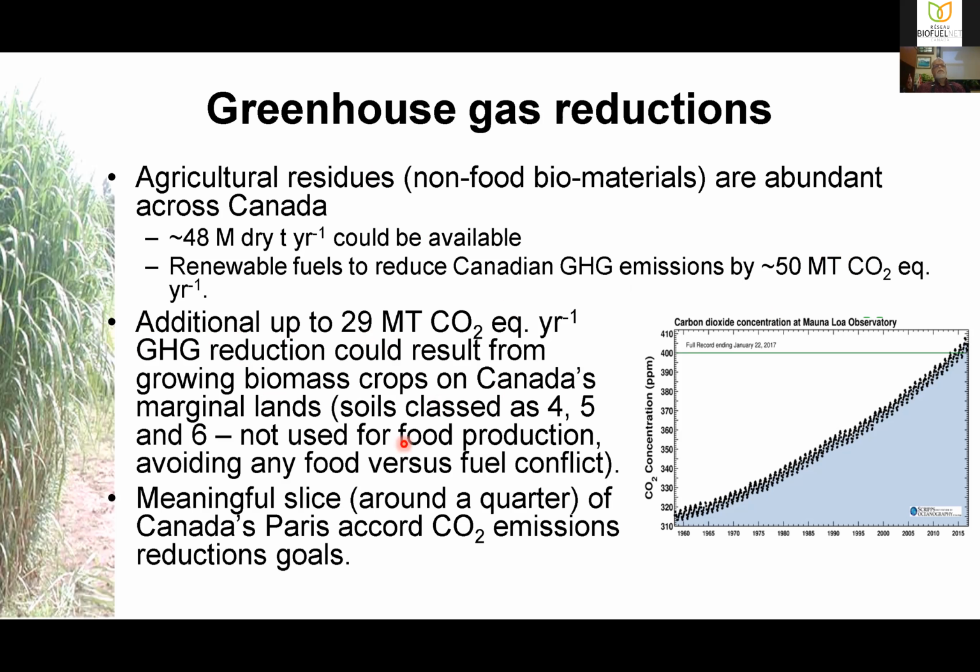So marginal lands, these various class 4, 5, and 6 soils, are usually shallow or sandy or rocky and things like this. They've got other issues, so these are not used for food production. So we avoid the food versus fuel conflict. And then I say here, just a meaningful slice. If my numbers are correct, it could be a meaningful slice of Canada's Paris Accord CO2 emissions goals, up to a quarter. Again, assuming my calculations are correct.